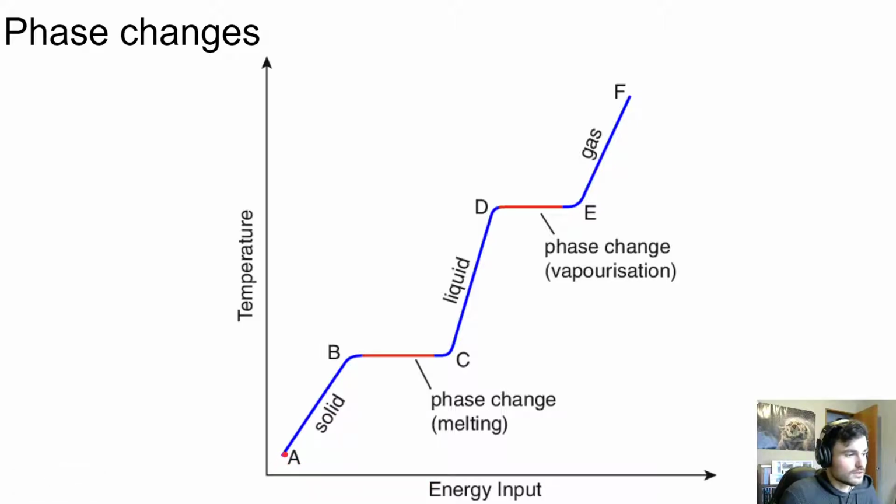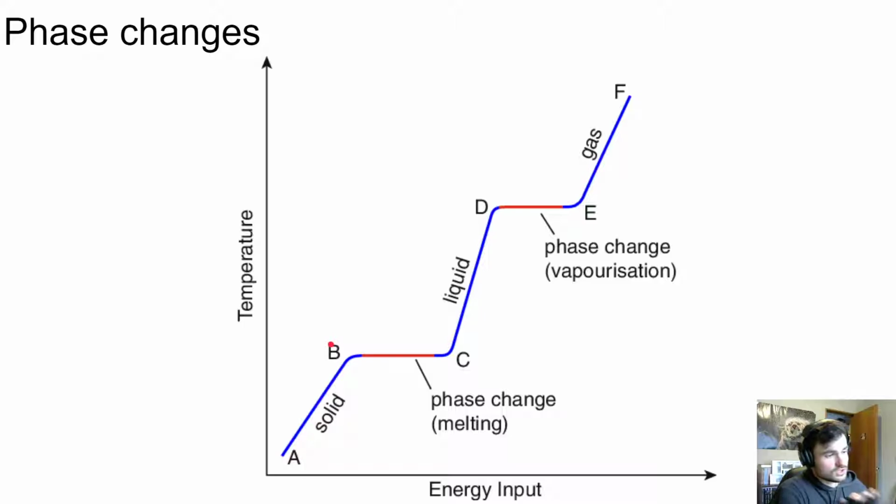And normally, we're very used to this blue line. As we put in more energy, the temperature increases. This is familiar to us. What's unfamiliar are these red stationary points. What's happening? We're putting in energy, but the temperature is not increasing. That is because the energy we're putting in does not go into heating it up. It goes into breaking forces. Breaking intermolecular forces holding, in this case, the solid together.